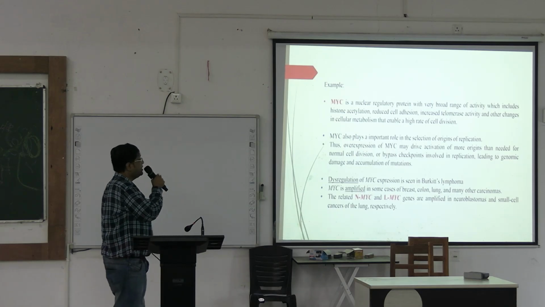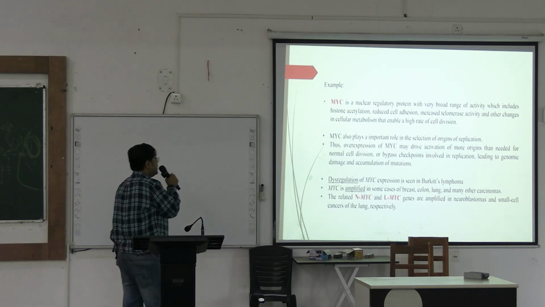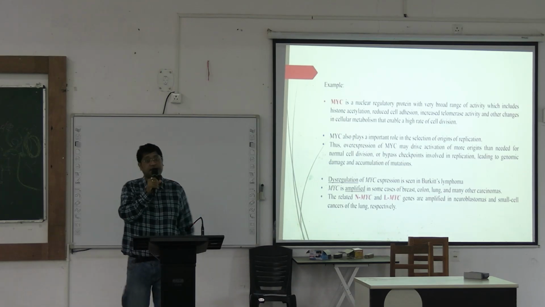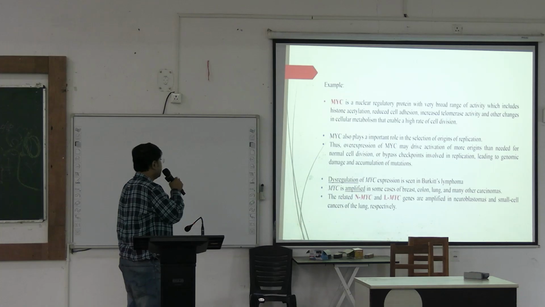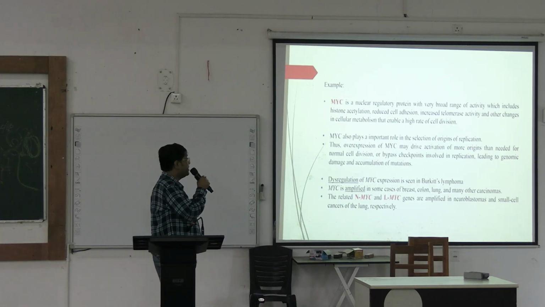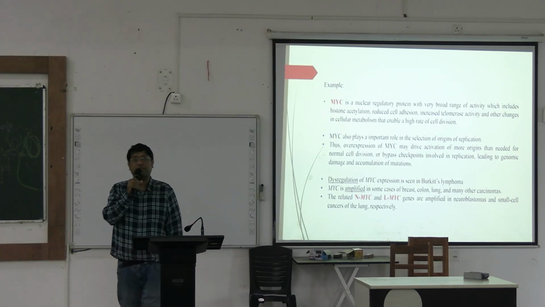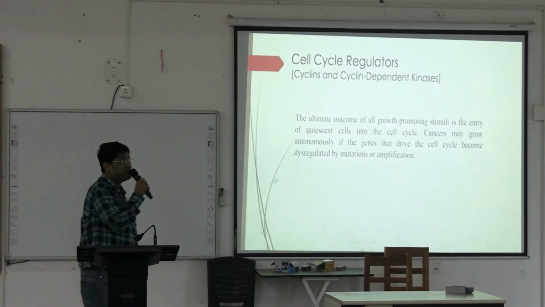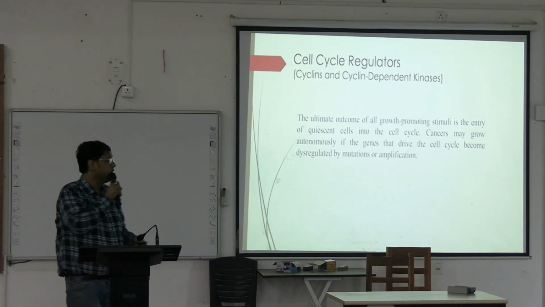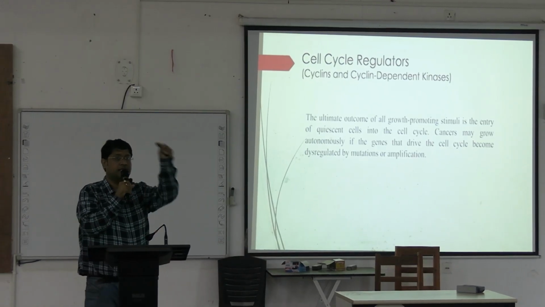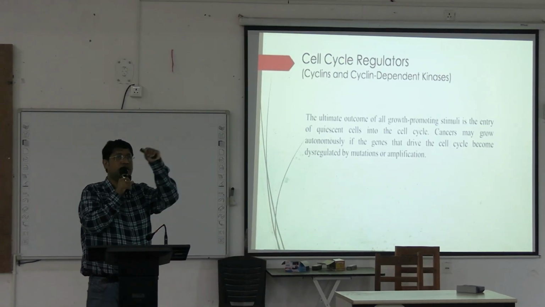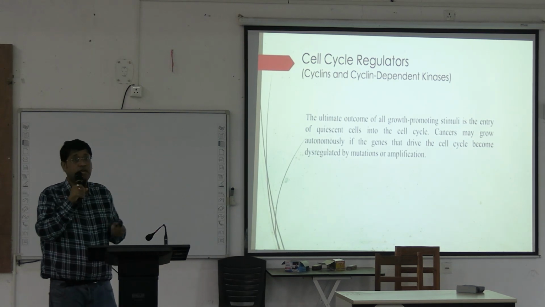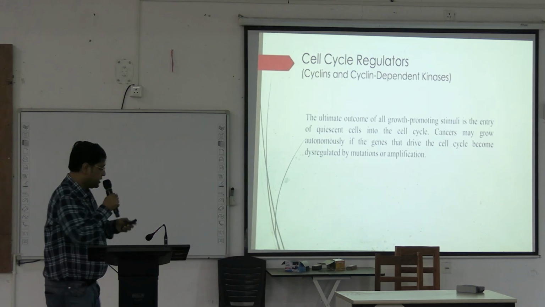MYC is amplified in breast, colon, lung and other carcinomas. তাহলে amplification and dysregulation. Amplification হচ্ছে breast, colon, lung CA and dysregulation হচ্ছে Burkitt's lymphoma. What are the cell cycle regulators? You know the cell cycle now already. So in the various checkpoints of the cell cycle, there are many regulators which are controlling the cell cycle. If there is any difficulty, that also leads to carcinogenesis.